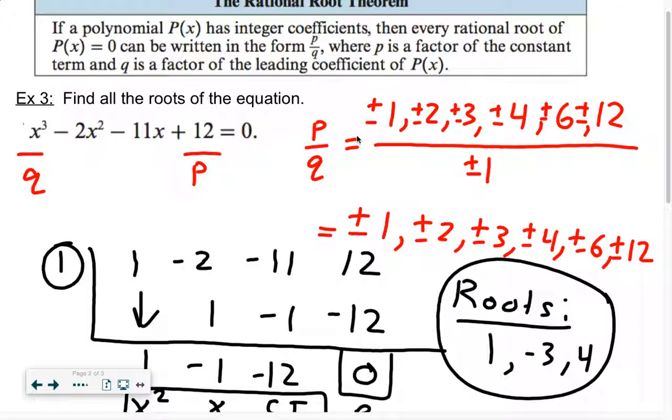Would you agree that 3 over 1 is 3? Yeah. 6 over 1 is 6. 12 over 1 is 12. Then just add the plus or minus there. Sean: So if Q is 2, would you divide 1 by 2 also? Yes.